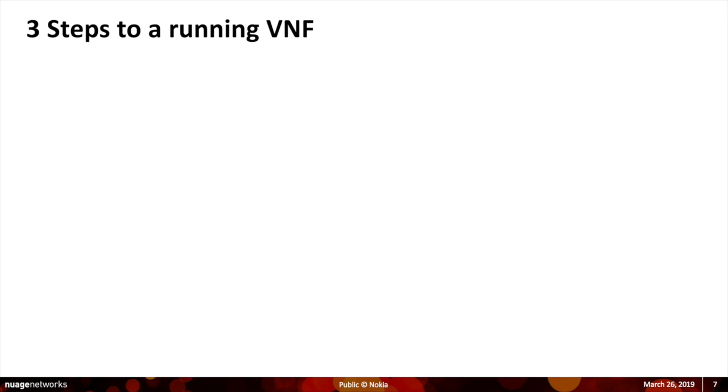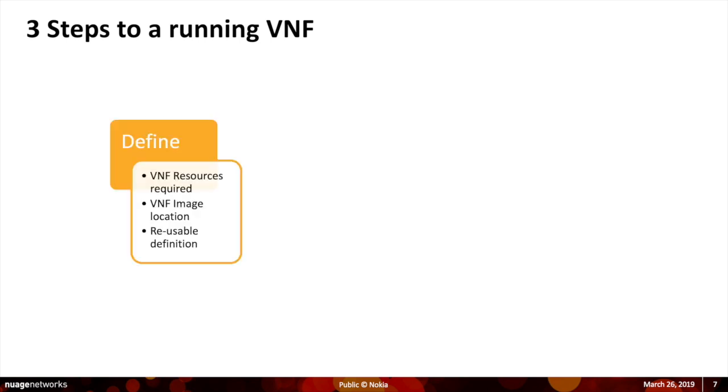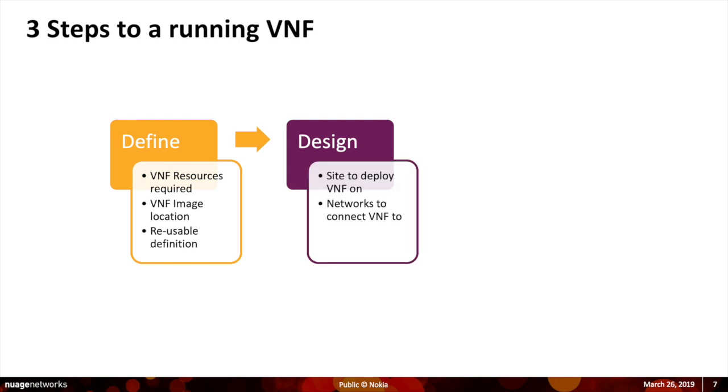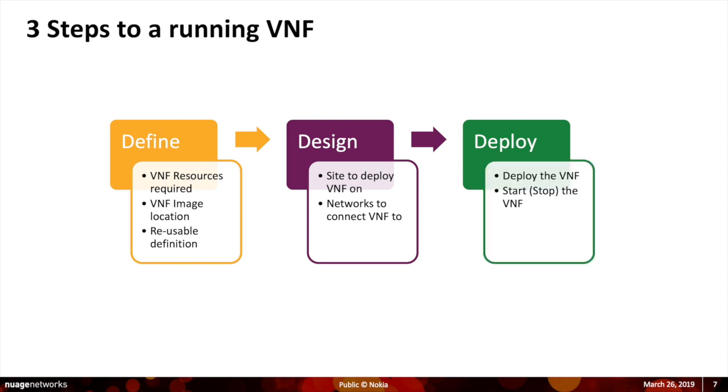There are three basic steps to running a VNF in the platform. The definition step, where you define the characteristics of that virtual network function. The design, and that is how to deploy that VNF in the network and attach it. And the final is deploy, which is picking the target UCPE and managing the day-to-day operation of that VNF.